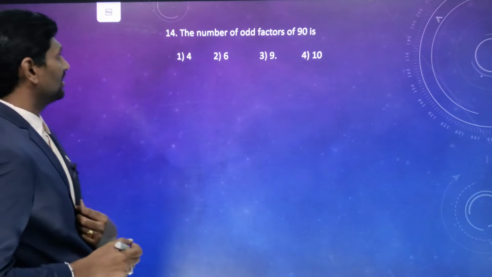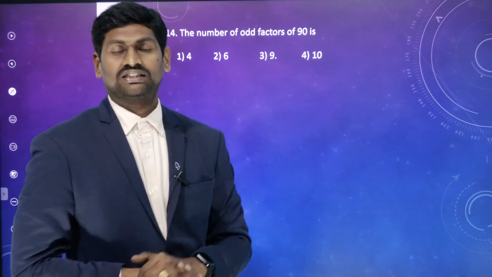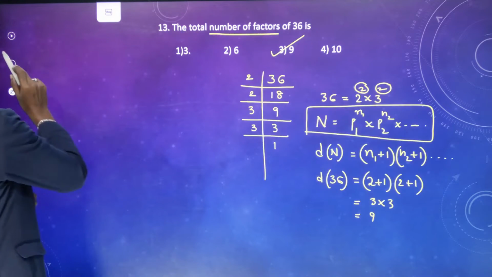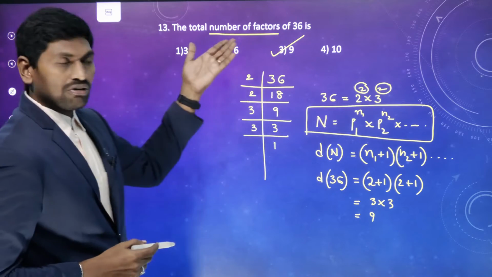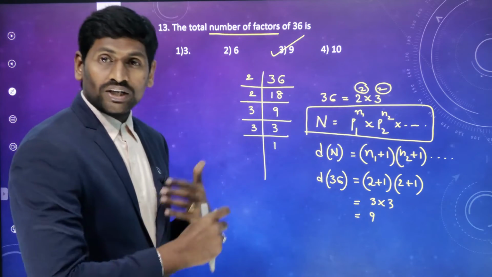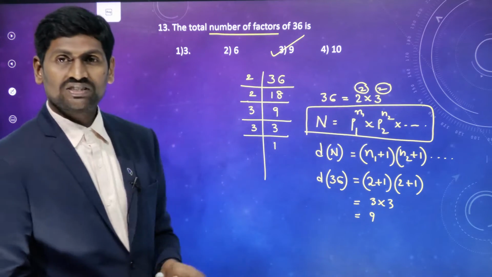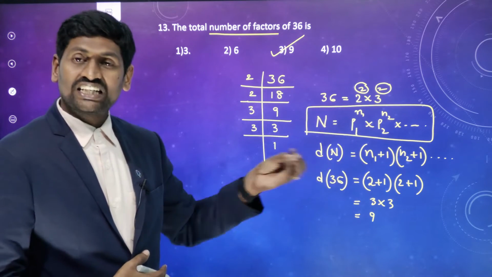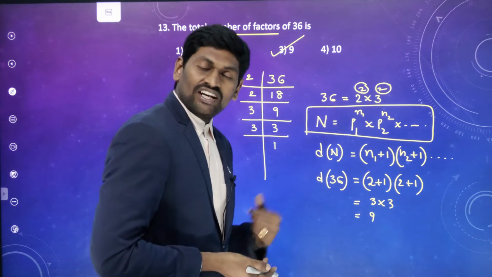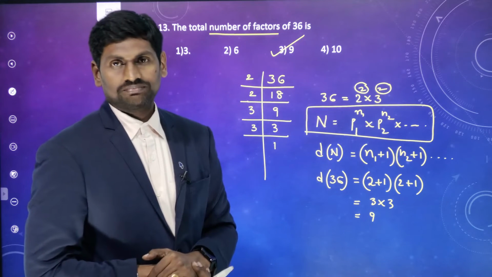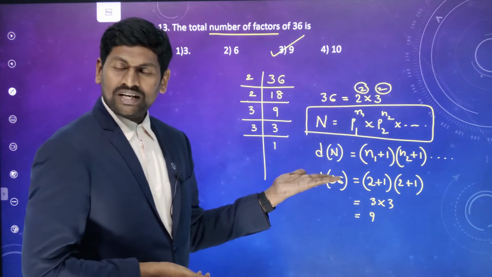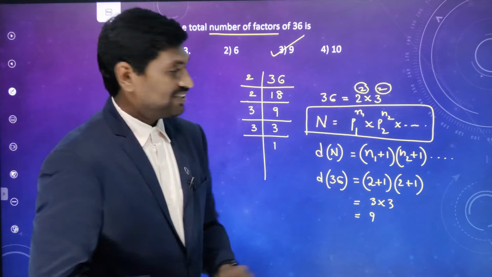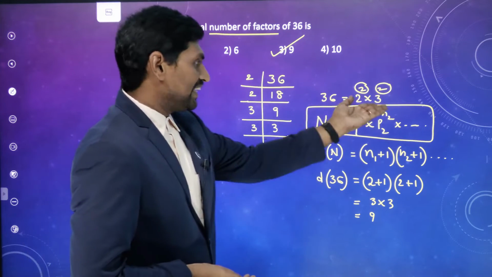Coming to the next question. The number of odd factors of 90. Same as in our previous problem, here also we have to find the number of factors, but here it is mentioned about odd numbers and even numbers. That means among the factors, if they are odd numbers, we consider them odd factors. If you take even numbers, they are considered even factors. So while I am explaining here, 36 can be written as 2 power 2 into 3 power 2. That means 2 is the even prime number, 3 is an odd prime number.